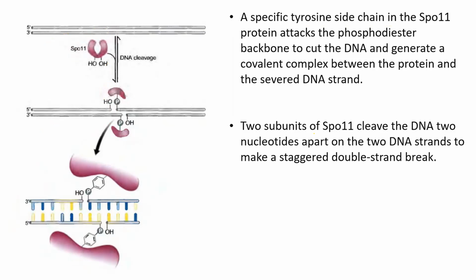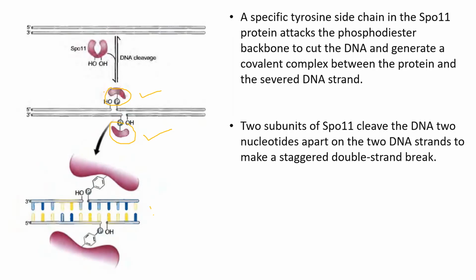Two subunits of SPO11 cleave the DNA, which you can see here. These are the two subunits of SPO11. They cleave the DNA two nucleotides apart on the two DNA strands to make a staggered double-strand break. Yes, it has to be a double-stranded break because it's the DSB repair pathway. You can see in the upper strand and in the lower strand, the cut is not at the same position. So it cleaves the DNA strands two nucleotides apart to make a staggered double-stranded break.